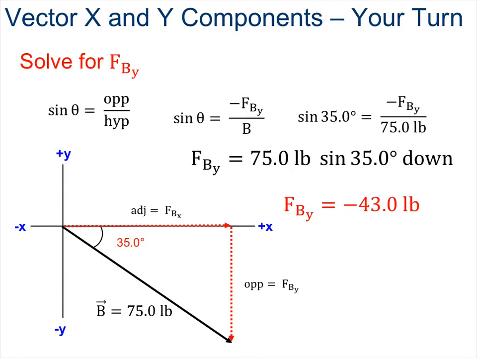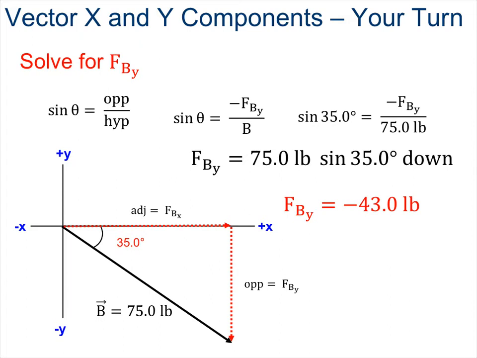So let's go ahead and also solve for the force of B in the y direction. The opposite side is what I'm trying to find when given the magnitude, or my hypotenuse, of 75 pounds of force. So we'll say sine of theta is equal to opposite over hypotenuse. The opposite side, again, is the force of B in the y direction divided by my magnitude, 75. So I can set up a proportion again. Sine of 35 equals force of B in the y direction divided by 75 pounds of force. And if I cross multiply that, I can solve for the force of B in the y direction: 75 pounds of force times sine of 35 degrees, and I get 43 pounds of force.